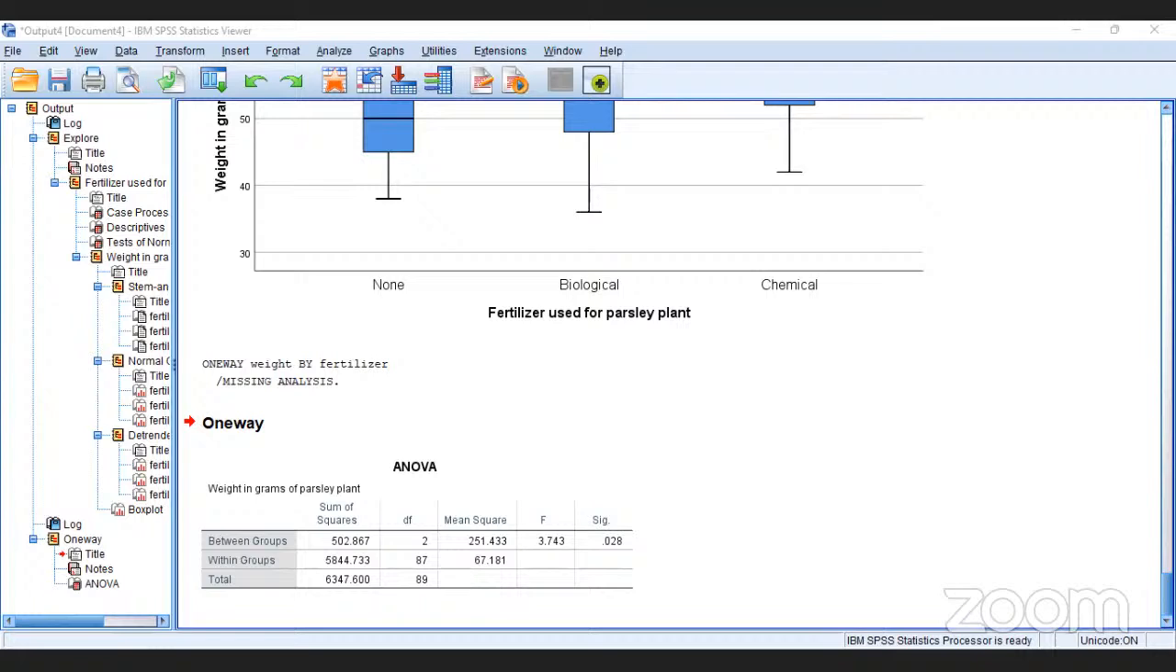It's significant. If you take 0.028, it's less than 0.05. I mean, less than 5%, or less than 0.05. 0.028 is less than 0.05. How do you know? Simply convert to percentages and see that this is 2.8% and 5%.